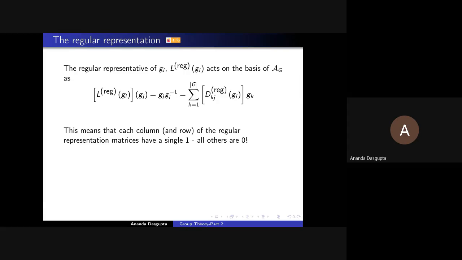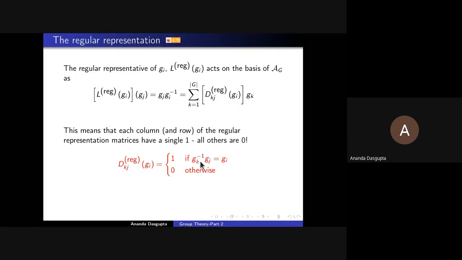In fact, the rule is very simple. That works not only for columns, it also works for rows, as you can easily argue. And what you really see is that this D_kj(g_i), okay, when will that be 1? That will be 1 only if g_j g_i inverse is equal to g_k, otherwise it will be 0. Or we can just rewrite that: g_j g_i inverse equals g_k if g_k inverse g_j equals g_i. So if you want the regular representation matrix for a particular group element, all you have to do is ask this.